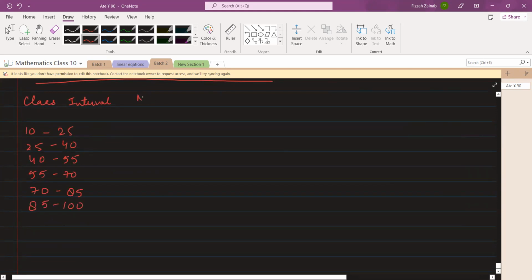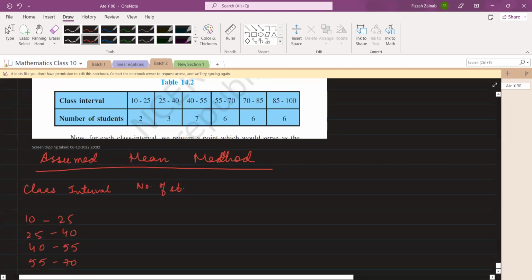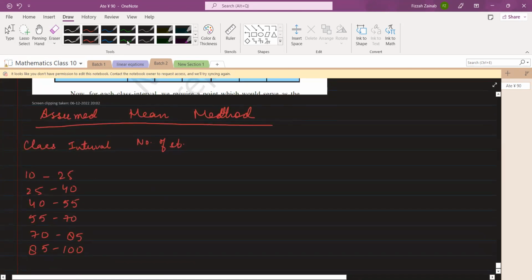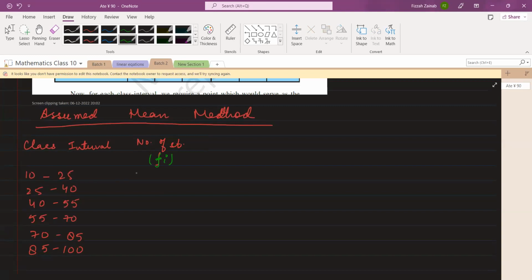Now the frequency, which is the number of students, as you can see here, class interval and number of students are given. The frequency is denoted by fi, as I told you. So this is your fi, right? Just write the corresponding frequency: 2, 3, 7, 6, 6, 6.